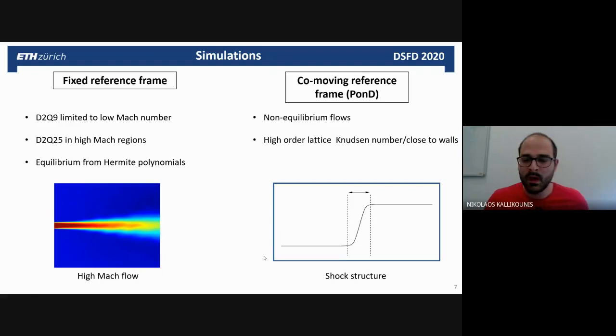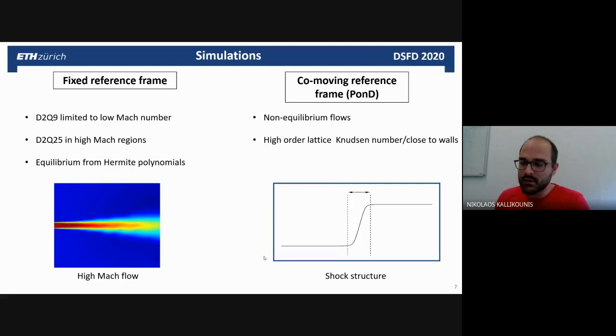Now we will move to the simulations of the multiscale framework. The first two simulations will be using a fixed reference frame where the low order velocity set suffers from errors when the Mach number grows. So the idea is to use the high order velocity set in the high Mach regions.